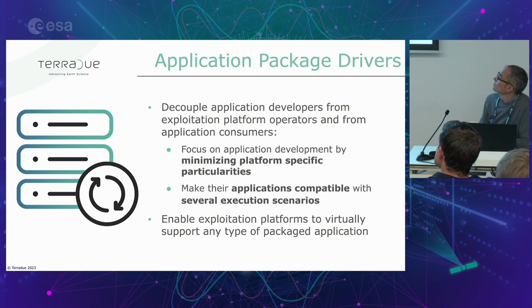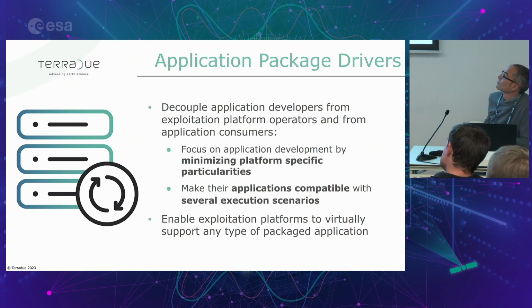Something that is running locally should run in your private cluster, should run in your Kubernetes, or should run in a platform. And how to do this without bigger change? How can we ensure that exploitation platforms can support this type of application and your application serves different execution scenarios?